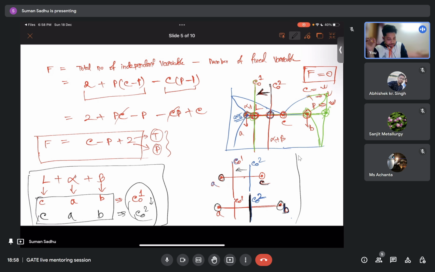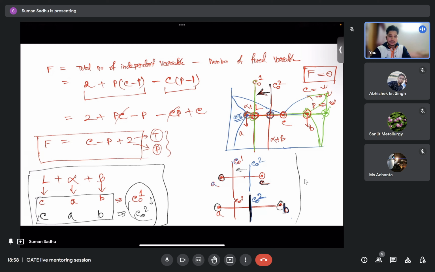So at both these two points, the composition of the liquid phase, alpha phase and beta phase remain constant. Only the fraction changes. Let's say initially you have more liquid, now you may have less liquid, but the composition will be fixed. So you are not changing the temperature, you are not changing the composition of the phases. That means the degree of freedom is 0, and what we have calculated is right. We don't have any degree of freedom at this point. Any doubt?